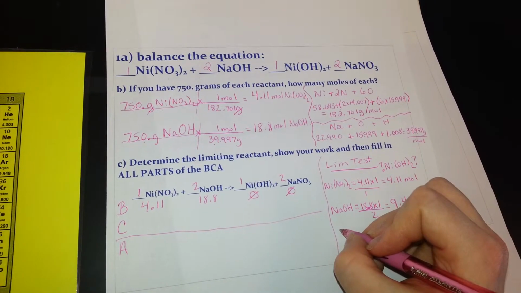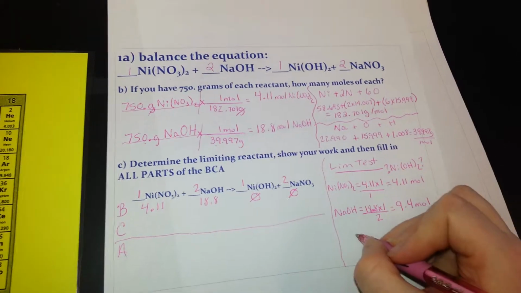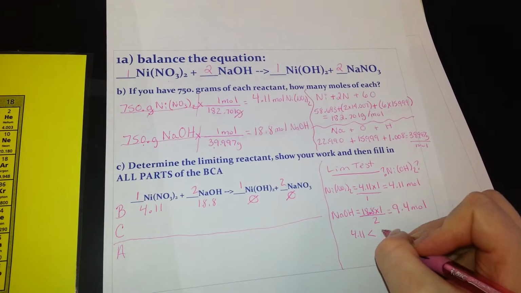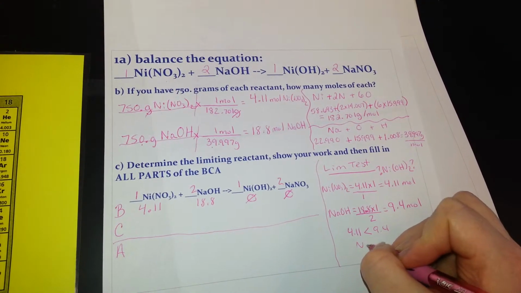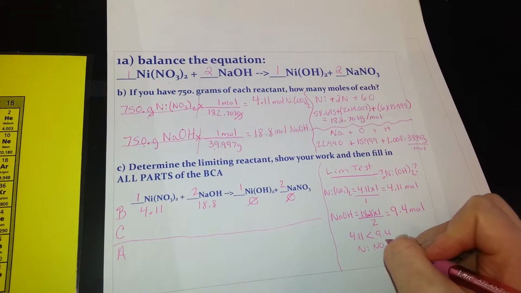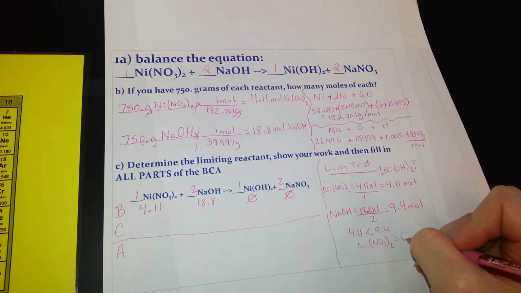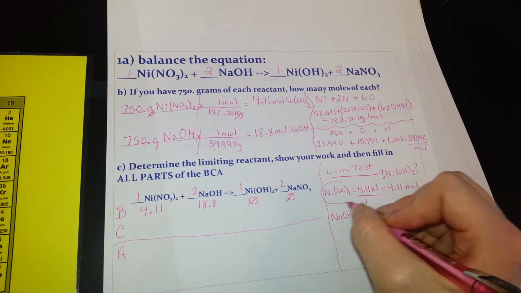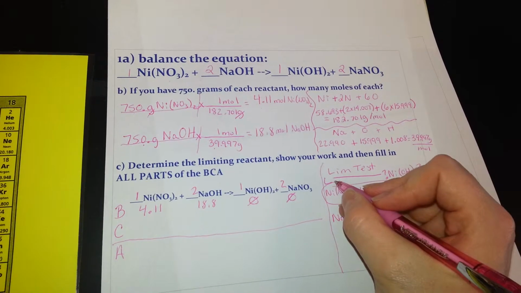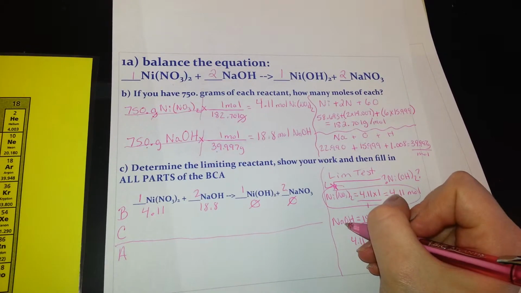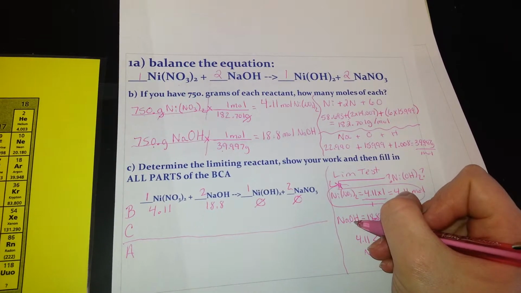Now remember, our limiting limits. So because 4.11 is less than 9.4, our Ni(NO3)2 is my limiting. So if this one's my limiting, then this is my excess, meaning I'll have this left over.